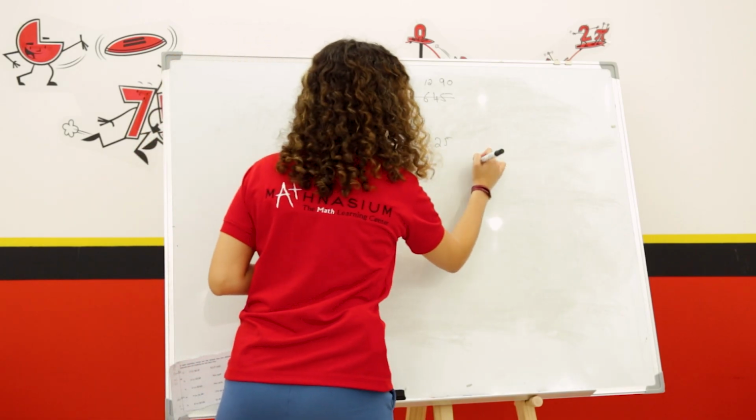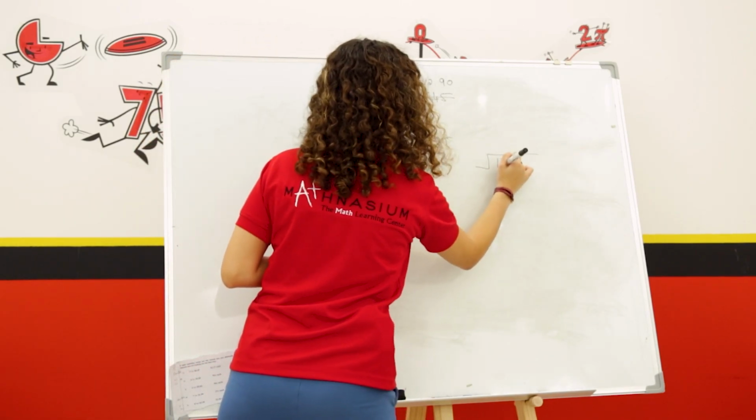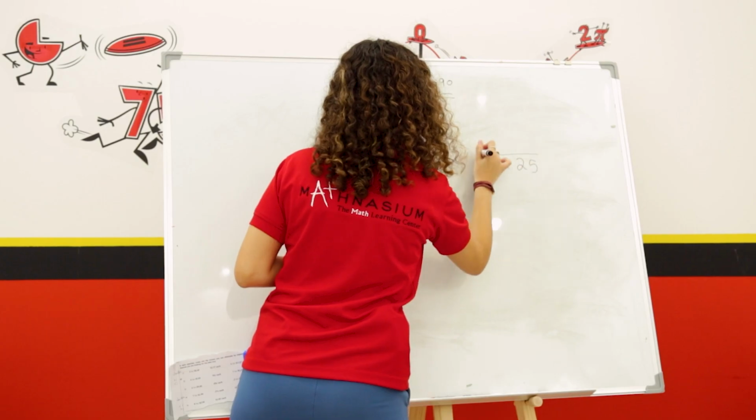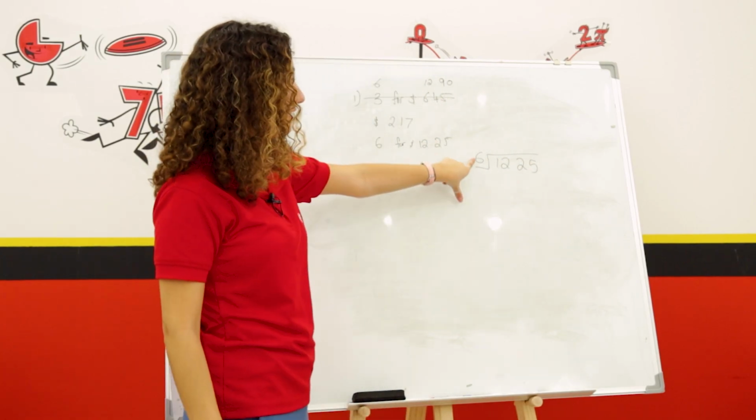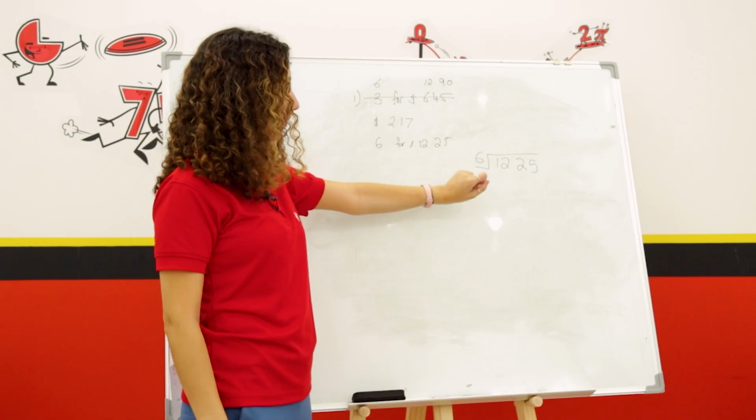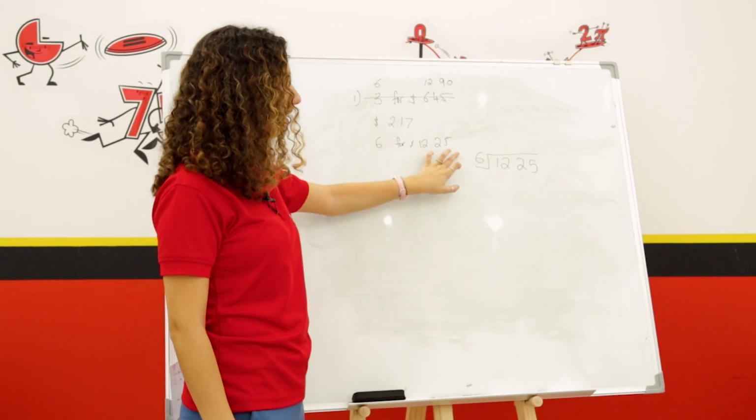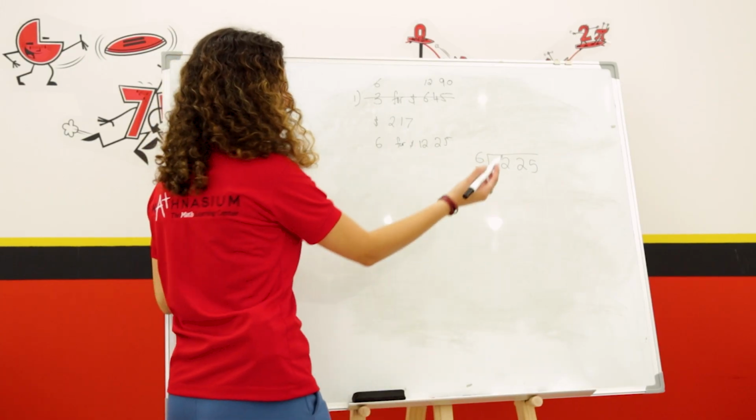So let's divide 12.25 by 6. 6 does not go into the number 1, so we're going to take the number 12. How many groups of 6 go into 12? Just 2 groups.